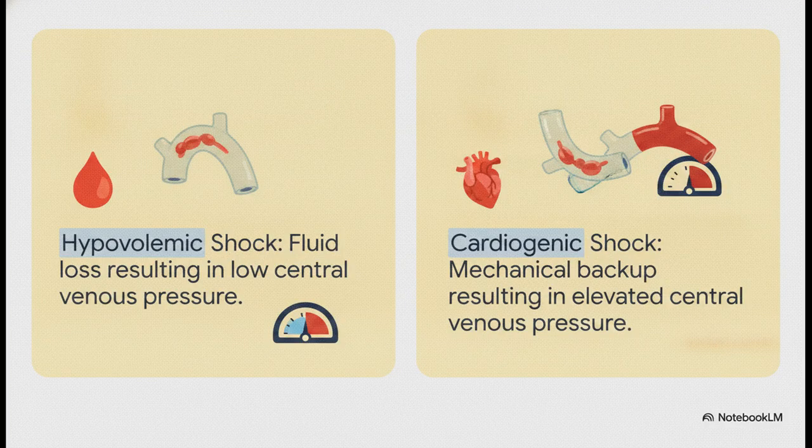Hypovolemic shock. Now, what's really interesting about this is the stark contrast in these pressure readings. In hypovolemic shock, inadequate tissue perfusion is due to actual volume leaving the body. The tank is literally empty, resulting in that low central venous pressure. Conversely, if this were something like congestive heart failure or maybe a pulmonary embolus, an obstructive issue, you'd see a backup of blood, which would drastically elevate that central venous pressure.